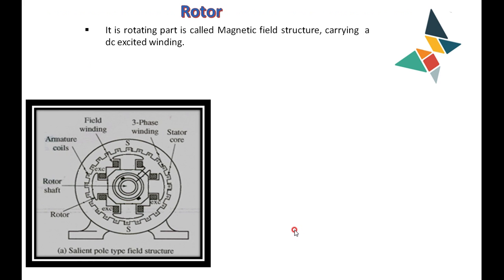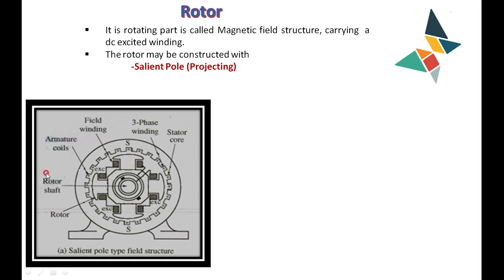Then we have the rotor. It is the rotating part. It is called the magnetic field structure, carrying the DC exciting winding. In the case of the alternator, there are two types of rotor. One is called a salient pole, also called a projecting type. You can see here the poles are projected, and the air gap is not uniform throughout. This type of alternator, with the salient pole or projecting type rotor, is called a salient pole alternator.